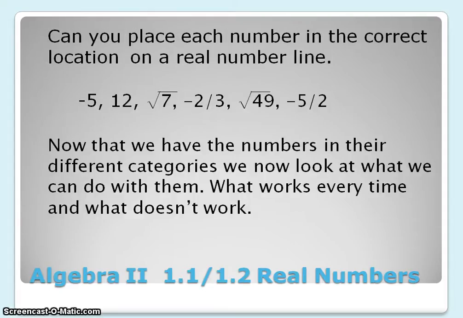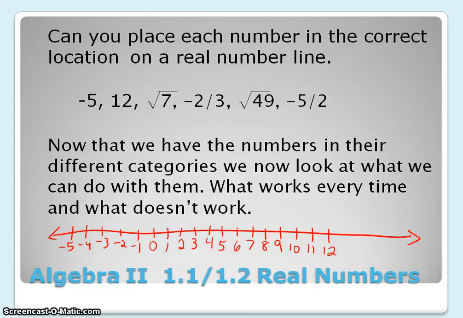Can you place each number on the correct location on the real number line? So we've got these numbers here: -5, 12, square root of 7, -2/3, square root of 49, and -5 halves. So these are all in different categories, but we do want to put them on the number line. That's what we can do with real numbers. So let me pause for a second and draw a number line, and you should do the same. Now that I've got my number line, and hopefully you have yours, I'm going to assign letters to these numbers so it's a little bit easier and cleaner on the number line here.